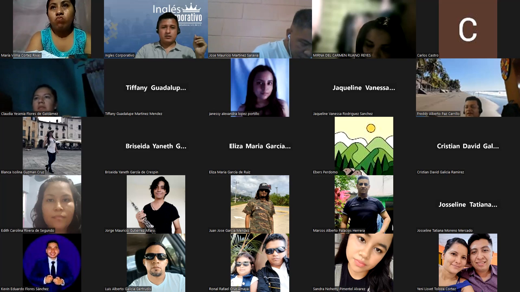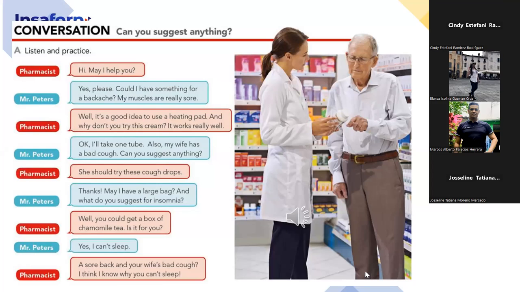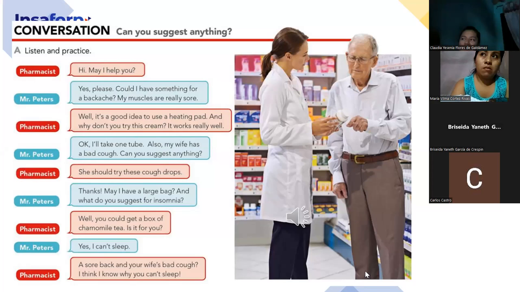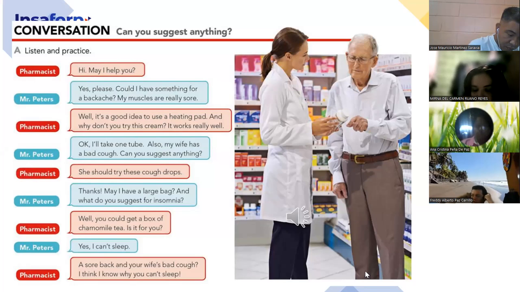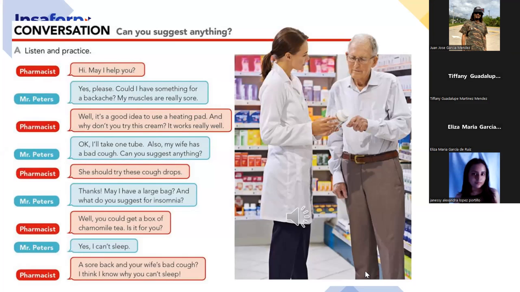Perfect. Okay. Let's get back here. We're going to have just a few participations. Edith, hello, Edith. Can you participate? Yes, Edith. Hello, teacher. Thank you so much. Nice to have you. Edith, can you participate? Yes. Oh, that's beautiful. Thank you so much. Your partner is going to be Juan Jose Garcia. Thank you, Juan Jose. Please. Okay.